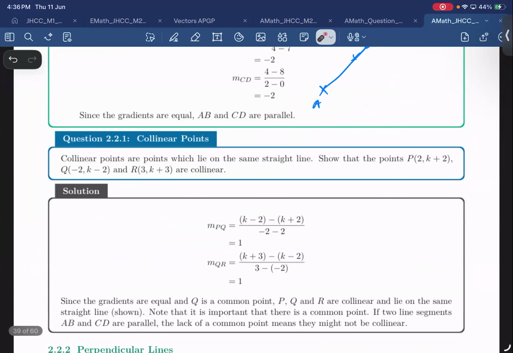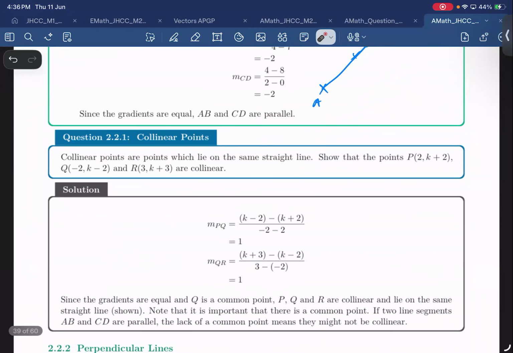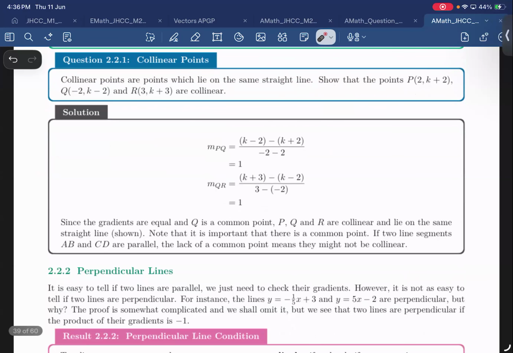So in this case, I calculate PQ and QR, both are 1. Then I choose Q as a common point. Q both has. Any questions? Okay. Now is the A-Math portion already.